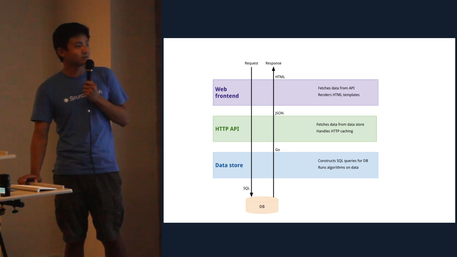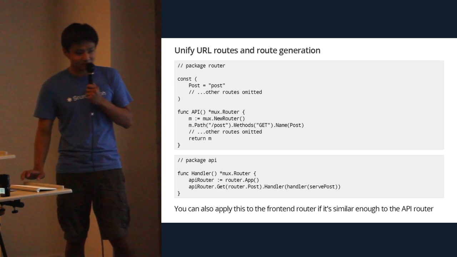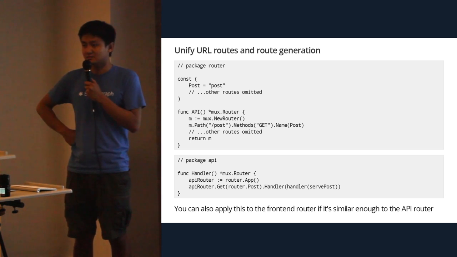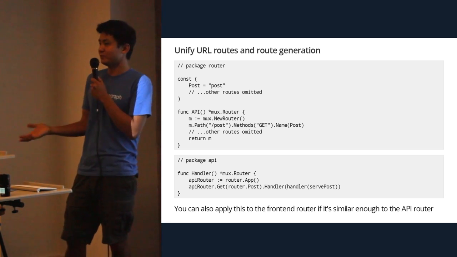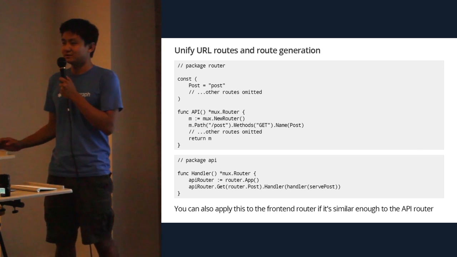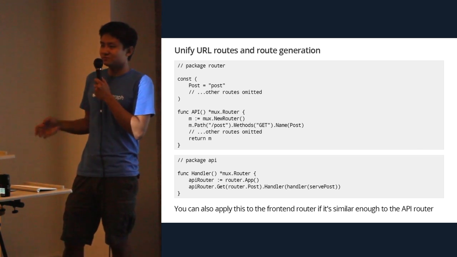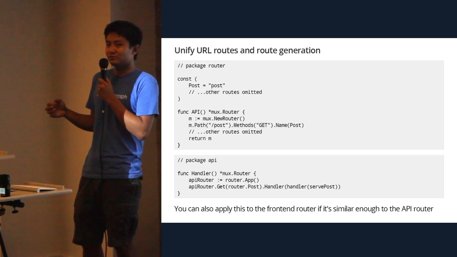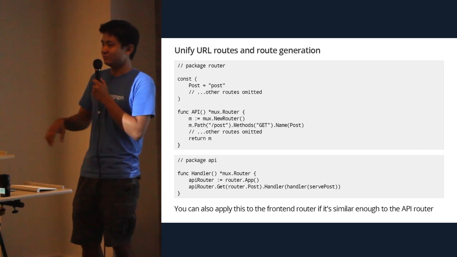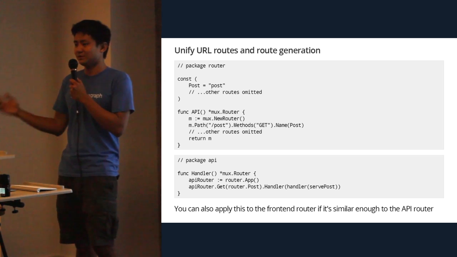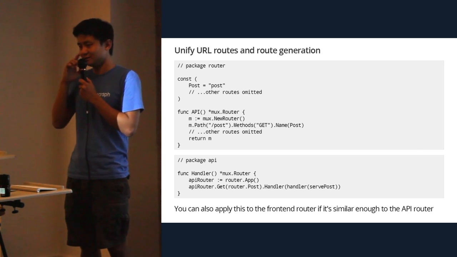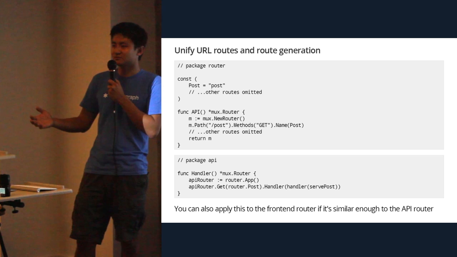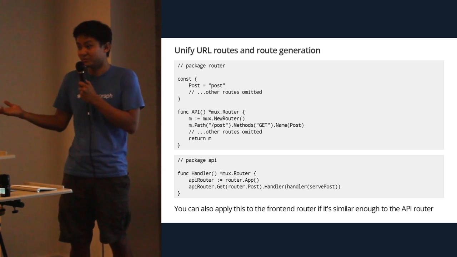So there's the diagram again, just to refresh your memory. And another thing we can do is unify the routing and generation of routes. One common thing that happens when you implement a web app and you want to create an API client for it is you have your nice URL router, which defines all your routes really nicely, and it's great. And then you go to implement the API client, and what happens is you hard code a lot of these routes into the API client, because you don't want your API client to depend on the API server. That would be terrible, right? So you just hard code it. And then what happens when you change the definition of the routes in your API server? It breaks the API client, right?